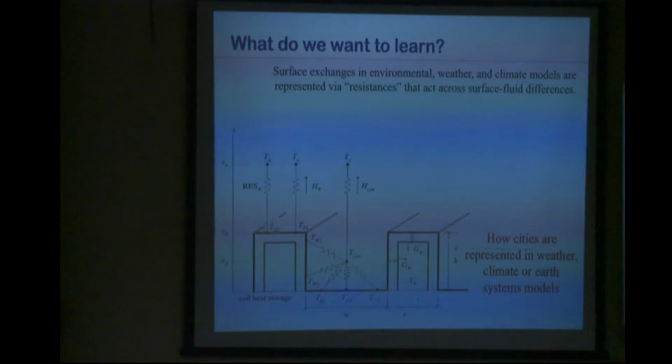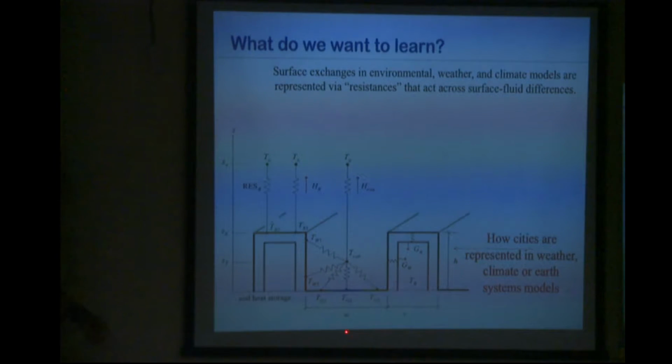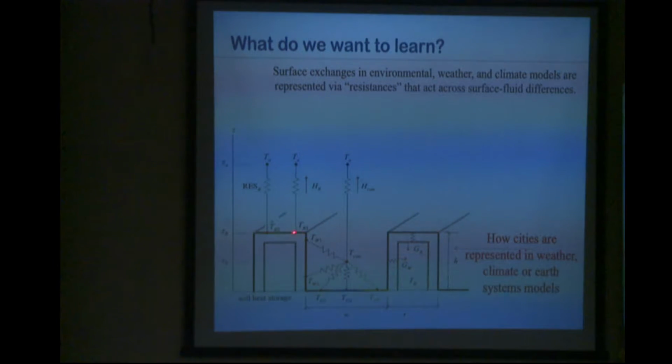Of course, I'm not going to talk about health and transportation. I'm going to focus on the aspects that are related to climate. When we think about urban climate, we try to represent cities in weather, climate, or Earth system models as some sort of special surface that has buildings, with radiative trapping inside the canyon, and that exchanges momentum, heat, humidity, and CO2 between the roof and the atmosphere, between the walls and the canyon, between the ground and the canyon, between the canyon and the atmosphere. And we represent them using these kinds of resistances. These resistances represent the surface exchanges that occur across the solid-fluid interface.